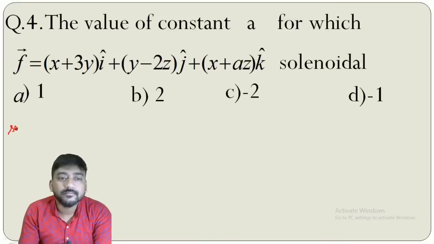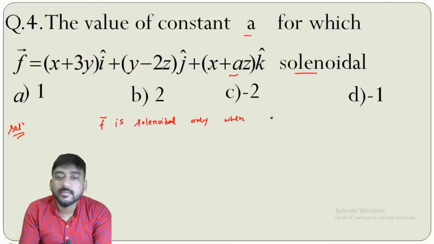This is the question. Find the value of constant a for which f = (x + 3y) i cap + (y - 2z) j cap + (x + az) k cap is solenoidal. So we have to find out for which value of a this vector function f is solenoidal. When the vector function f is solenoidal, we know that f is solenoidal only when divergence f is equal to 0.